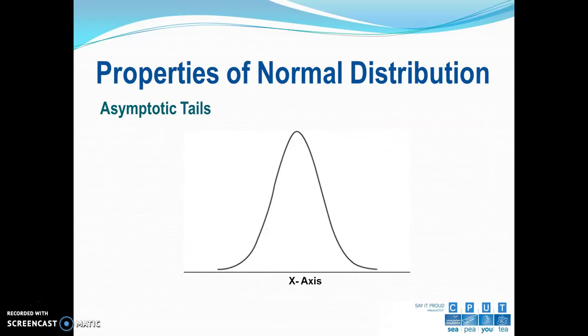And finally, the asymptotic tails. In simple terms, the tails of the curve flatten out indefinitely, but they will never touch the x-axis. Therefore, the curve is asymptotic to the baseline.